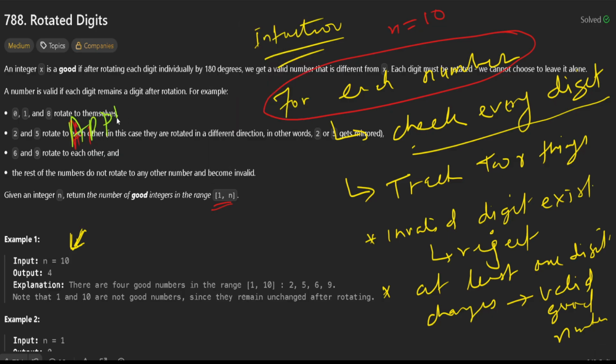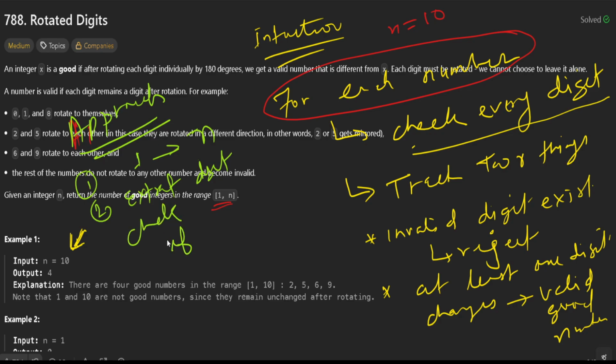So we will understand the approach. Let's think about how we'll approach this problem. The very first thing: for every number, we have to go from 1 to n. Then we'll extract the digits. As we have understood, we will extract the digits. We'll check if it contains 3, 4 or 7; we will not do anything, we'll just say skip it.